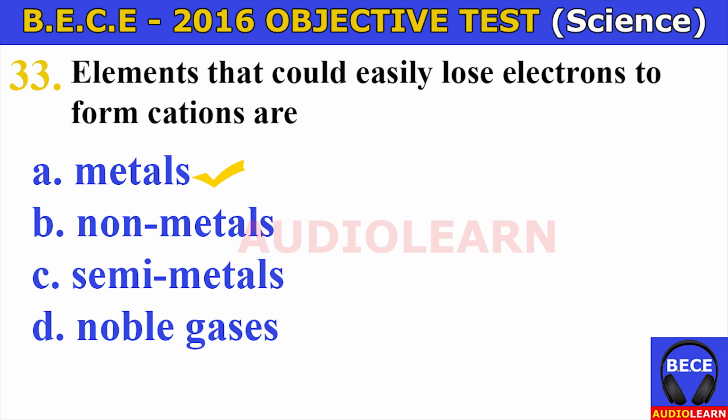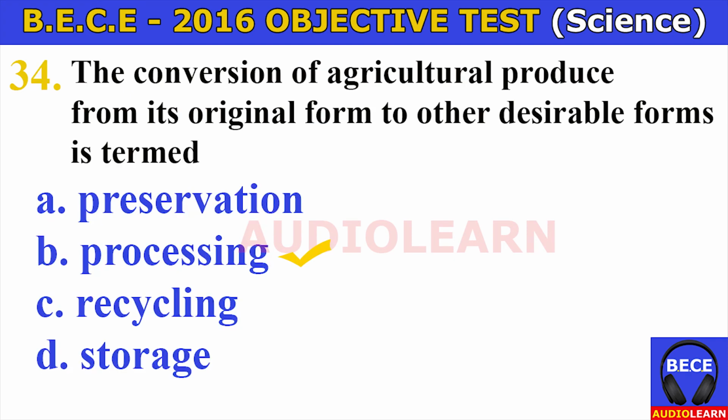Number 33. Elements that could easily lose electrons to form cations are A. Metals, B. Nonmetals, C. Semimetals, D. Noble gases. And the answer is A. Metals.